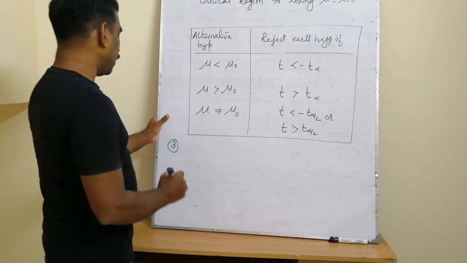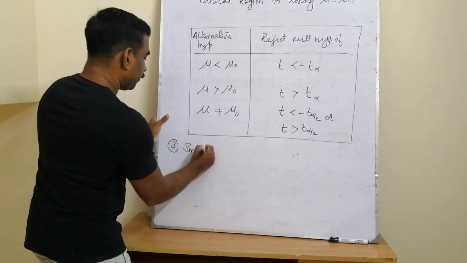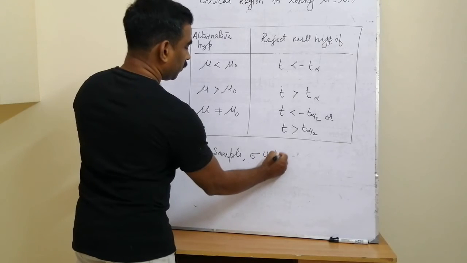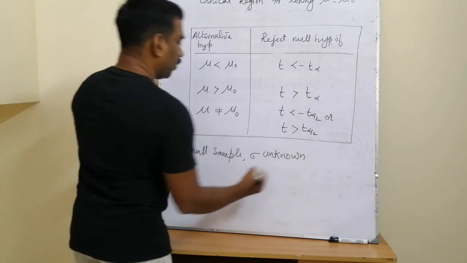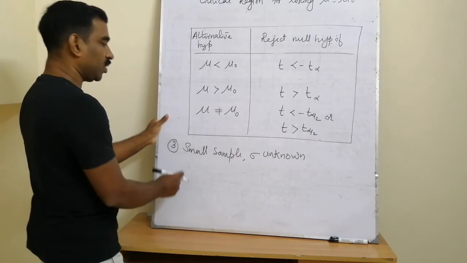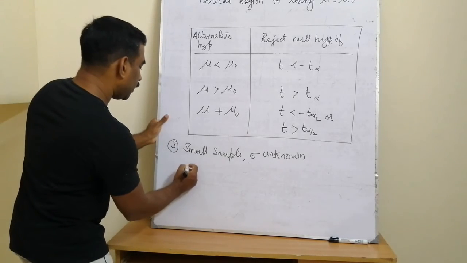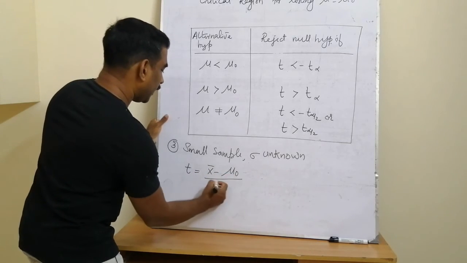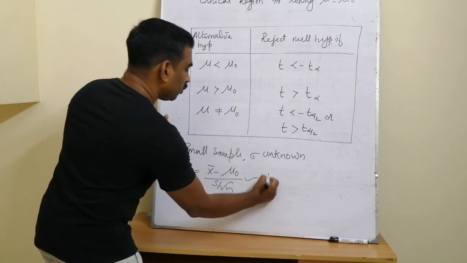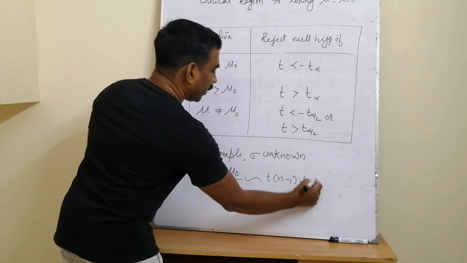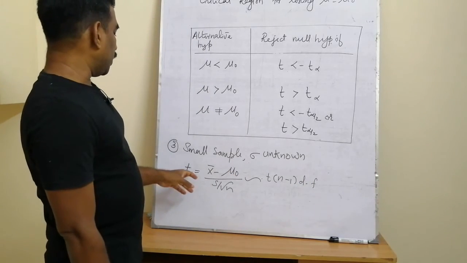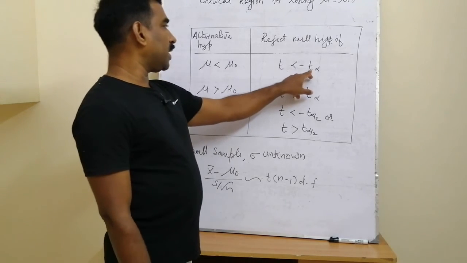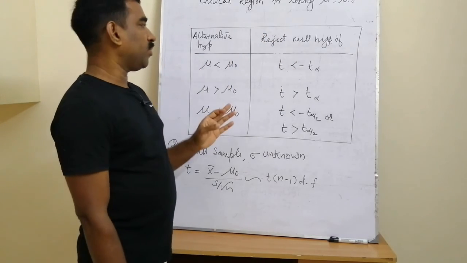And the third case in mean testing is small sample with sigma unknown. Whenever it is a small sample with sigma unknown, the corresponding sampling distribution is the T distribution, and the test statistic is T is equal to x bar minus mu naught divided by s by root n. That follows T distribution with n minus 1 degrees of freedom. And in this situation, for one-tailed alternative mu less than mu naught, if the computed value of T is less than minus T alpha, we will reject the null hypothesis.